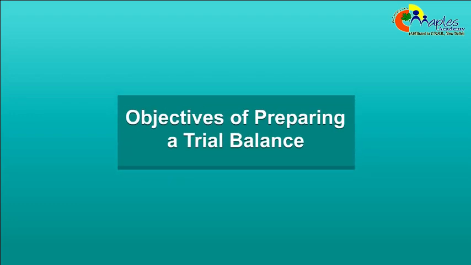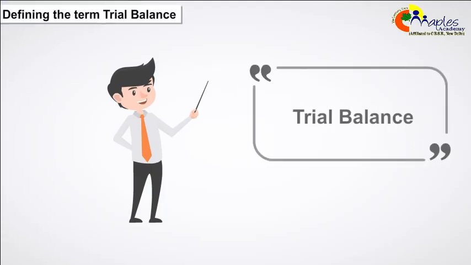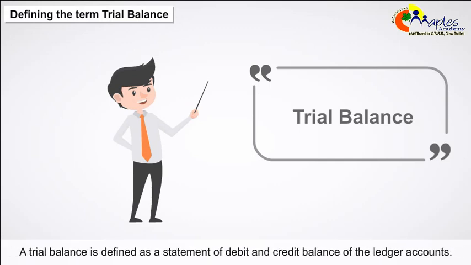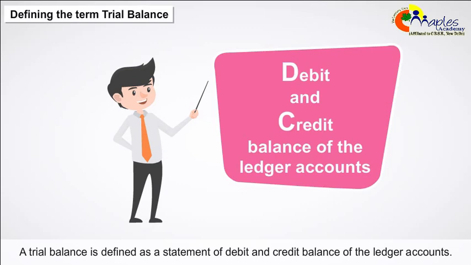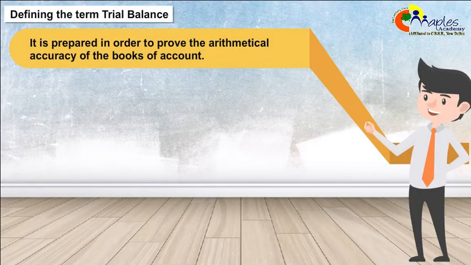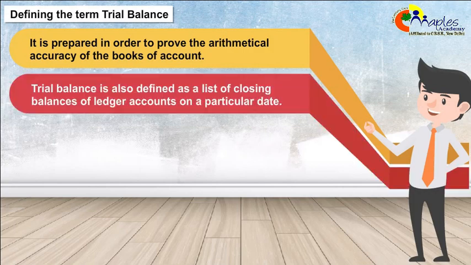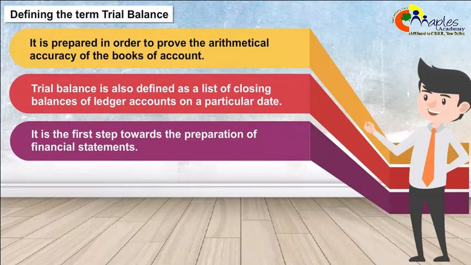Objectives of preparing a trial balance. Defining the term trial balance. A trial balance is defined as a statement of debit and credit balance of the ledger accounts. It is prepared in order to prove the arithmetical accuracy of the books of account. Trial balance is also defined as a list of closing balances of ledger accounts on a particular date. It is the first step towards the preparation of financial statements.